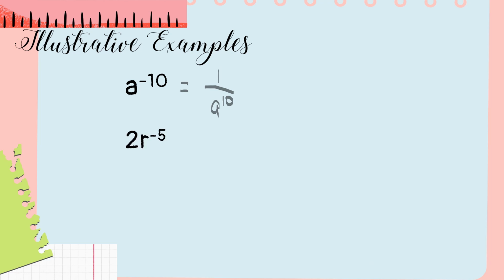How about 2r raised to negative 5? So in this expression, r is the only one raised to a negative exponent, and 2 is understood to have an exponent of 1. So we have 2, r raised to negative 5 is 1 over r raised to 5. Or this is simply 2 times 1 is 2 over r raised to 5. O basta tandaan na kapag negative ang exponent, yun lang expression na negative ang exponent ang ibinababa.